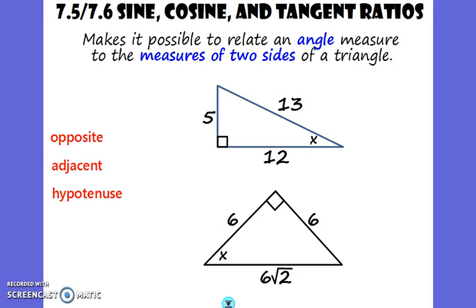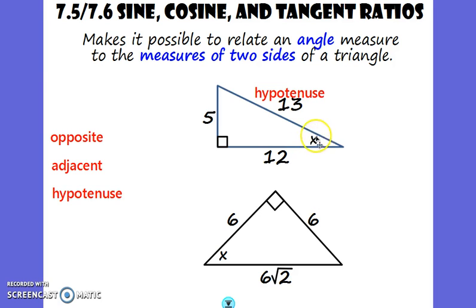A couple things that I need to get out of the way just so you're going to be able to follow me later is, first, it's pretty important to know which angle you're talking about. We're relating a specific angle. It's going to be one of the acute angles. We aren't going to do this on the 90. So we're going to pick an acute angle, and once we know which angle we're thinking of, then we should be able to identify which side of the triangle is the hypotenuse.